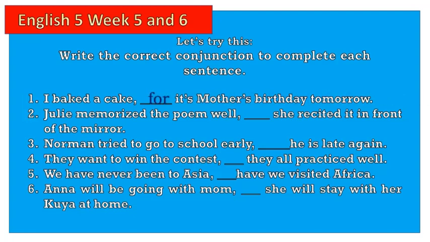I bake a cake for its mother's birthday tomorrow. Number 2, the answer is and. Julie memorized the poem well and she recited it in front of the mirror. Number 3, but. Norman tried to go to school early, but he is late again. 4, they want to win the contest, so they all practiced well. 5, we have never been to Asia, nor have we visited Africa. 6, Anna will be going with mom, or she will stay with her kuya at home. So the answers are number 1, for; number 2, and; number 3, but; number 4, so; number 5, nor; and number 6, or. Did you get the same correct answers?